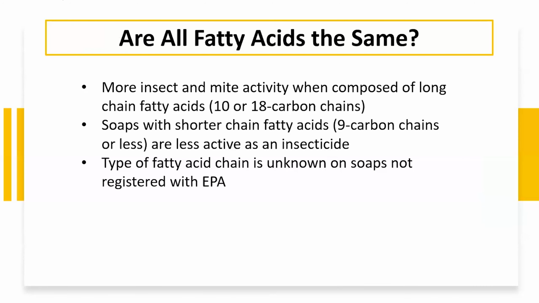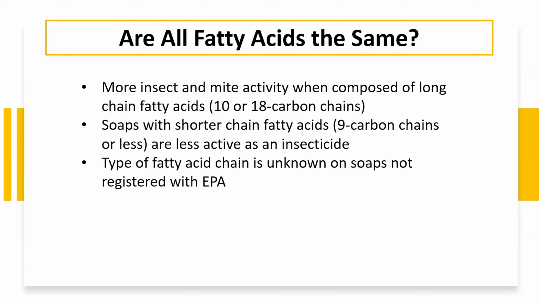So the real question then boils down to: are all fatty acids the same? And the answer is no. More insect and mite activity occurs when the soap is composed of long chain fatty acids. So they have to have a chain of 10 to 18 carbons. That's when they actually affect the insect itself. Soaps with a shorter chain of fatty acids, 9 carbons or less, are less active as an insecticide.